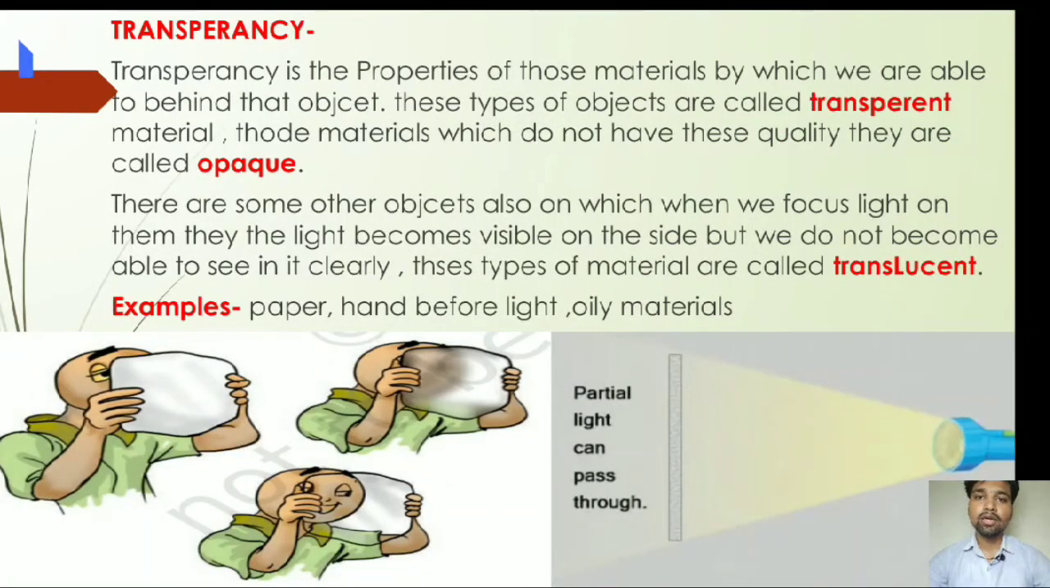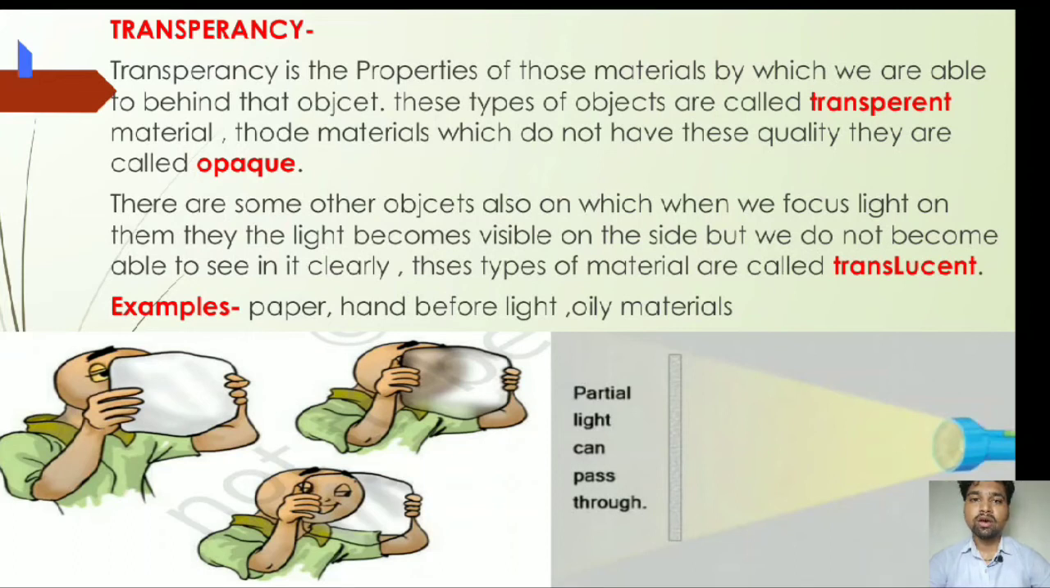Friends, here another characteristic is transparency. Some objects, like the mirror, we use daily in our life. When we go outside our home, we use the mirror to make our face look good. Basically, transparency is the property of those materials which make it possible to see behind the object. It means these objects are called transparent materials.